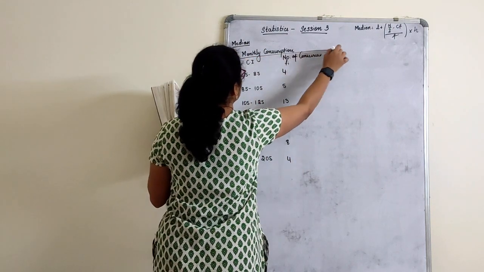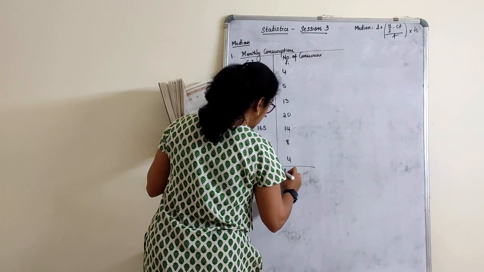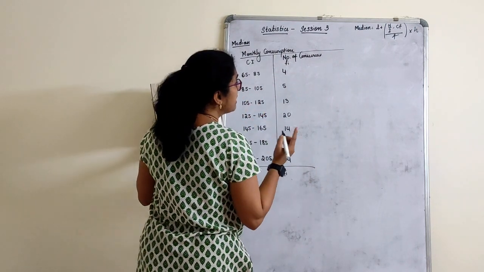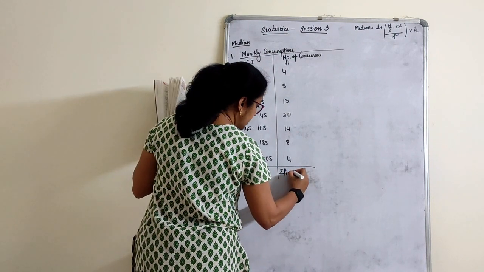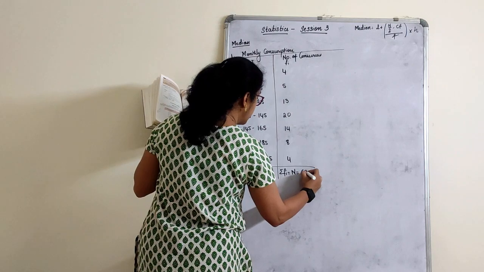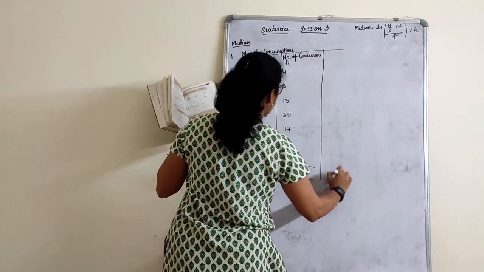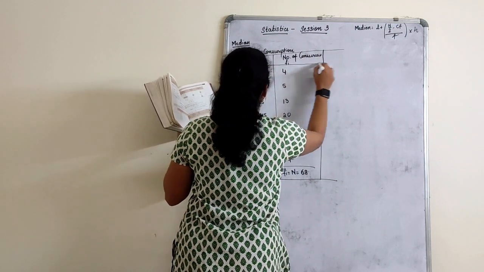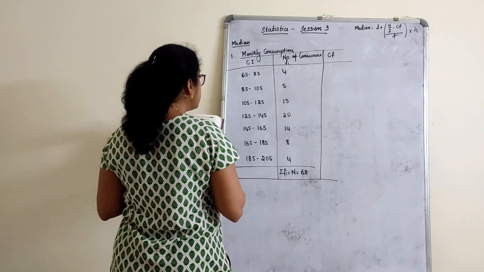Tabular column. Sigma Fi is nothing but n here, which is given already as 68 consumers. Okay. Then you have another column called cumulative frequency, CF.